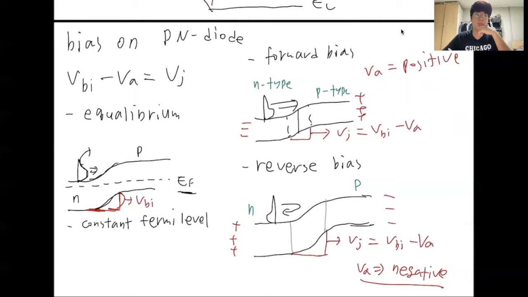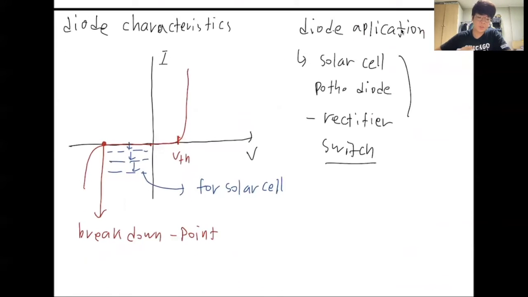And if we bias it differently, positive bias to the n-type side and negative bias to the p-type semiconductor, then the junction potential becomes greater than the built-in potential. And there are diode characteristics, the IV curve.